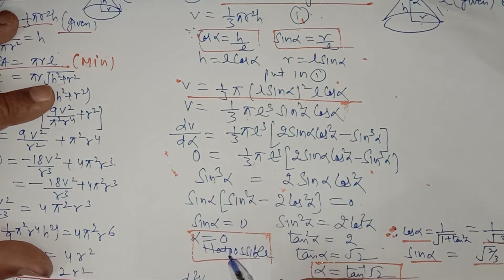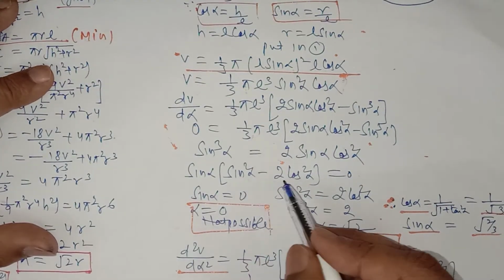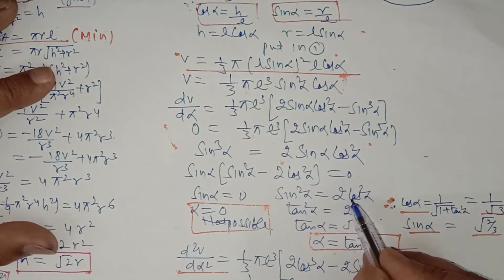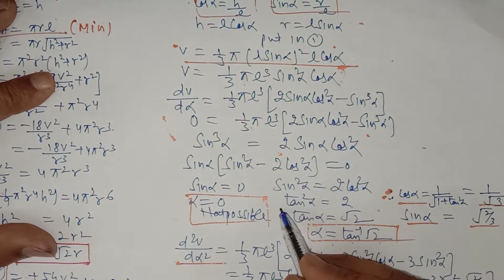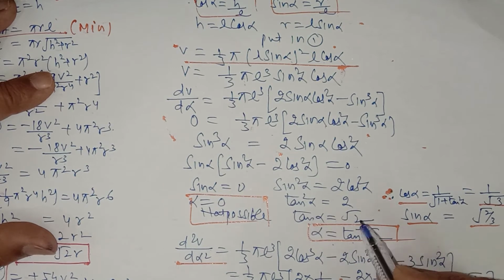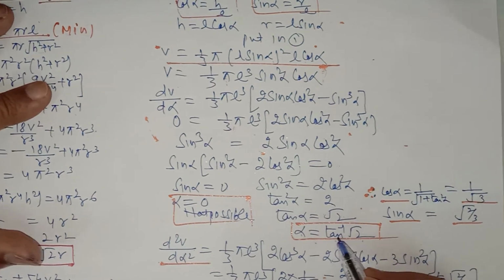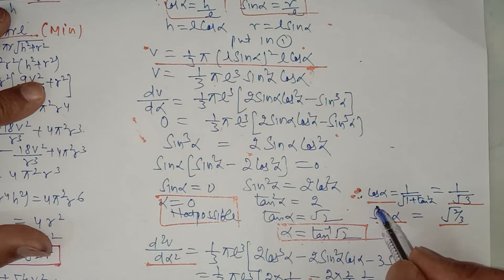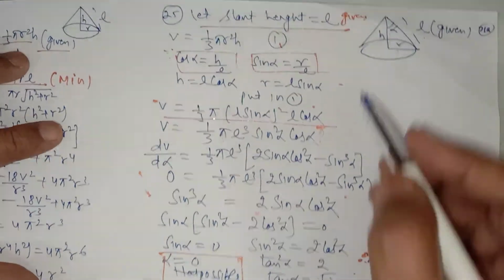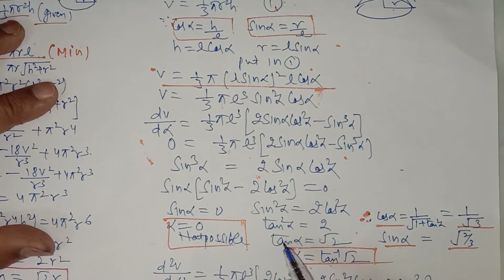Sine alpha cannot be equal to 0 because the semi-vertical angle cannot be equal to 0. Now sine square alpha is equal to 2 cos square alpha, and sine square upon cos square will be tan square alpha is equal to 2. Tan alpha is equal to root 2, and alpha is equal to tan inverse root 2, which we have to prove. Now you can use the Pythagoras theorem or use the trigonometry to find the value of cos alpha and sin alpha from tan alpha. You know how to find the value of sin alpha and cos alpha from tan alpha.